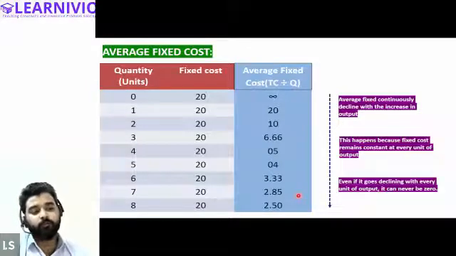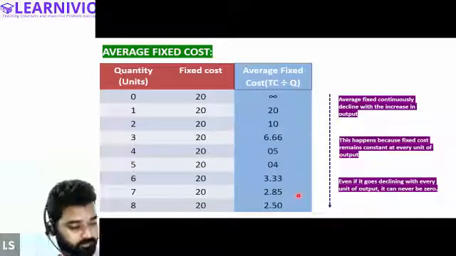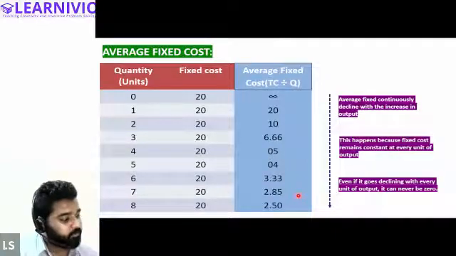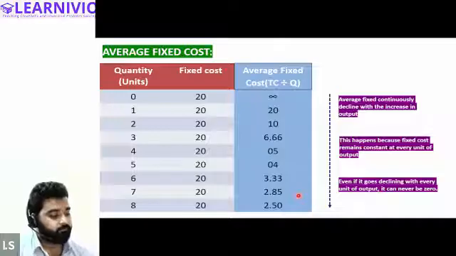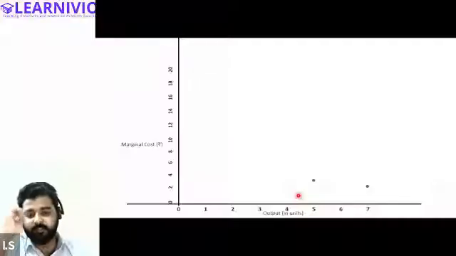And one more important thing is that even if it goes on declining with every unit of output, it can never be zero. All right, everyone, this can never be zero, even if it goes on declining continuously. Is this okay? Tell me, everyone. Yes, sir. Is this clear to all of you? The concept regarding the average fixed cost is clear to all of you? Yes, sir.